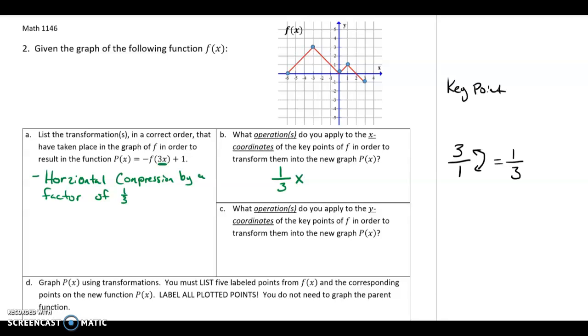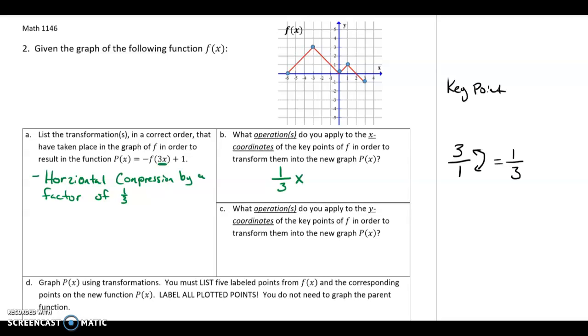I'm going to give you an example of this again in class to further clarify. I will tell you that I think horizontal stretches and compressions are some of the more difficult ones for students to wrap their heads around. So we'll continue to revisit this topic again and again as we go throughout the semester. But for now, let's just flip the 3 over. 3 over 1 flipped over is 1/3. So we multiply the x's by 1/3. That's why it's a horizontal compression.